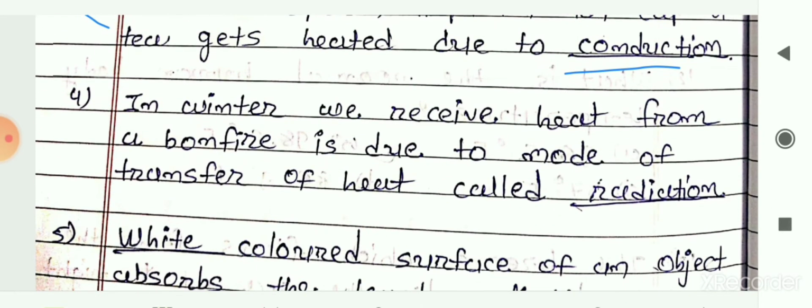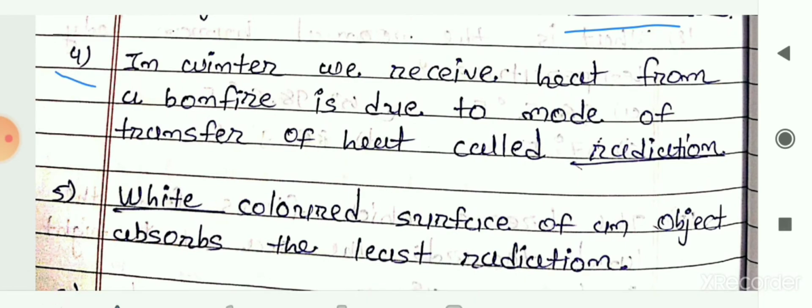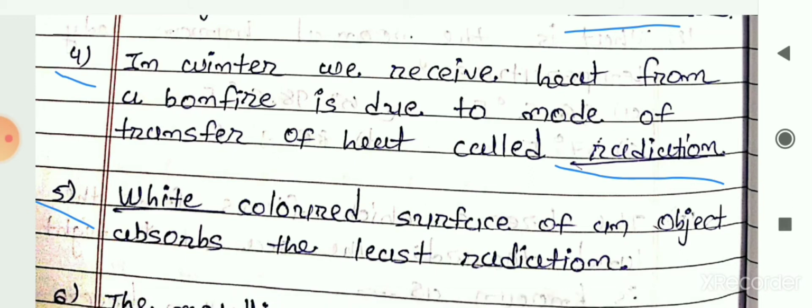The next blank is, in winter we receive heat from a bonfire. It's due to the mode of transfer of heat called blank. So we are getting the heat by the process of radiation. So here your answer is radiation. Next blank is, blank color surface of an object absorbs the least radiation. As we had seen, a white color surface of an object absorbs less amount of heat, or absorbs the least radiation. So here your answer is white.